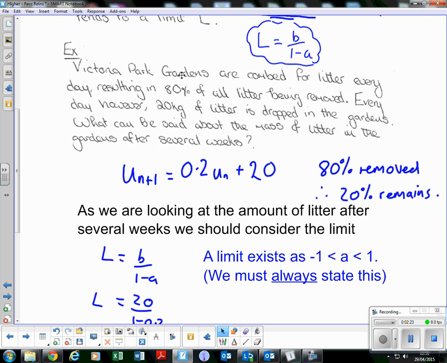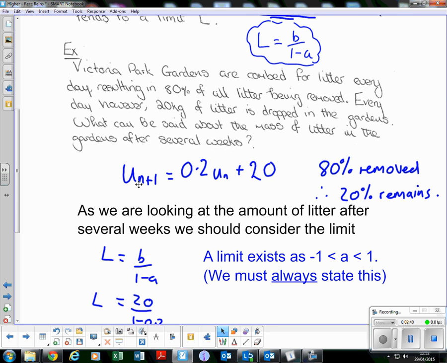Victoria Park Gardens are combed for litter every day, resulting in 80% of all litter being removed. Every day, however, 20 kilograms of litter is dropped in the gardens. What can be said about the mass of litter in the gardens after several weeks? So 80% of that litter has been removed. When we're creating the recurrence relation, we're only looking at what is remaining. So 20% of that litter remains.